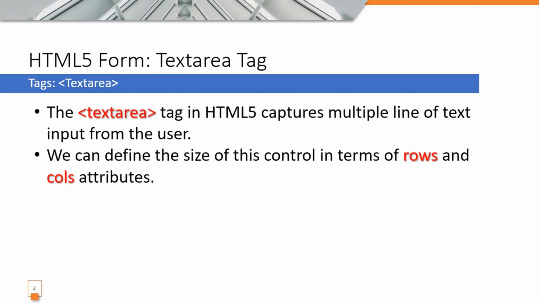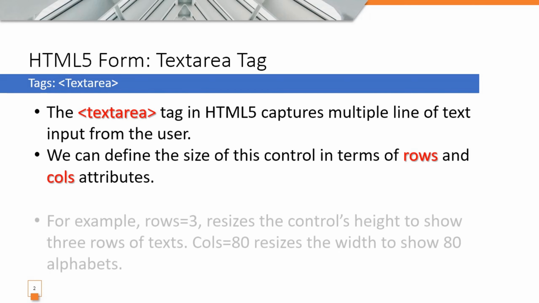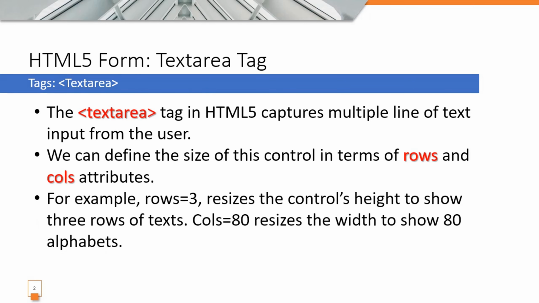We can define the size of this control in terms of rows and cols attributes. So rows defines the number of rows and cols attribute defines the number of columns. For example, rows equal to 3 resizes the control's height to show 3 rows of text. Cols equal to 80 resizes the width to show 80 characters. So these rows and cols define the size of the text area.